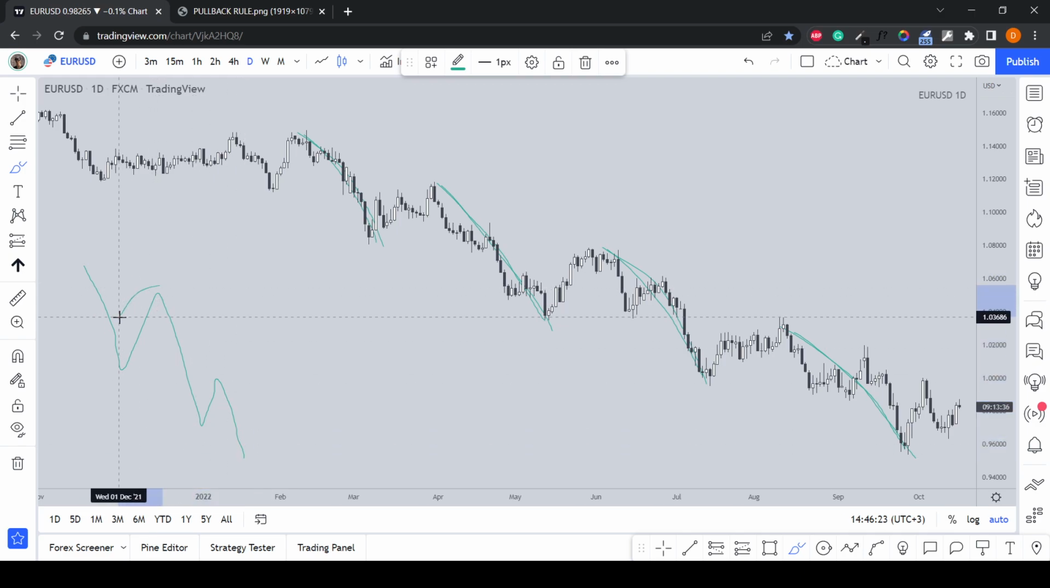But then there is a question. Is this pullback good enough or big enough to actually say it's a pullback? Or this one, is it big enough? And if the answer is yes, then you have your first push, your second push, and your third push. But imagine that this pullback is not big enough for you. In this case, you have only one option, and it's to say that you have one move and then a second move, because this is no pullback for you and this is just one move for you.